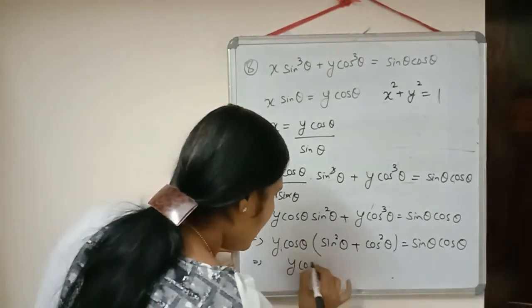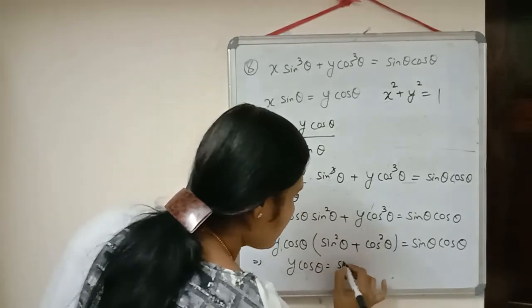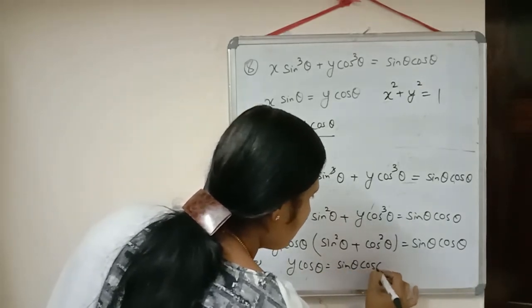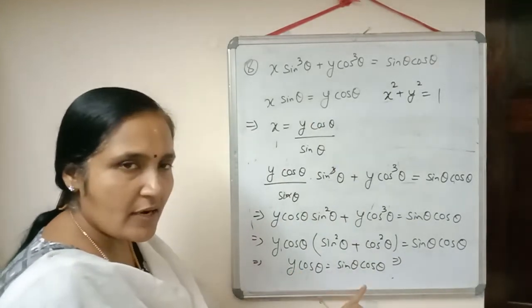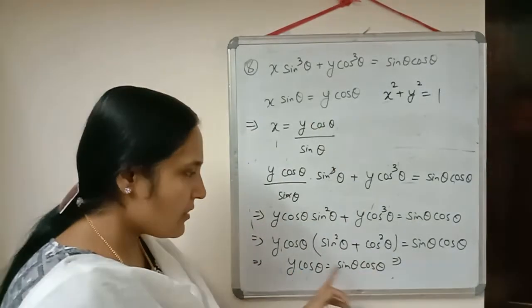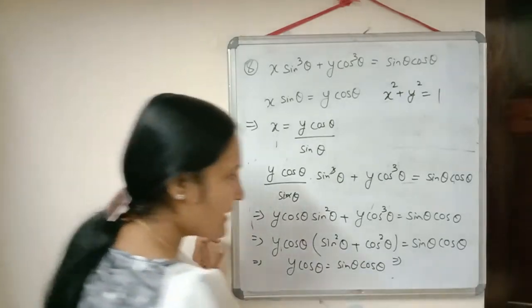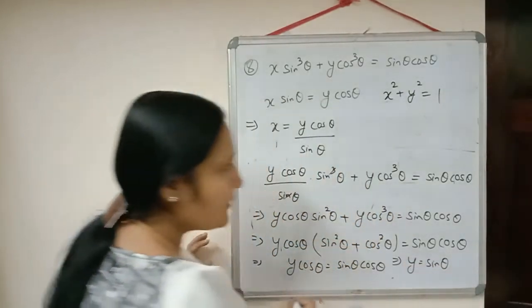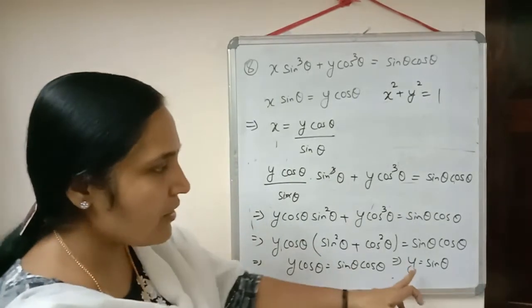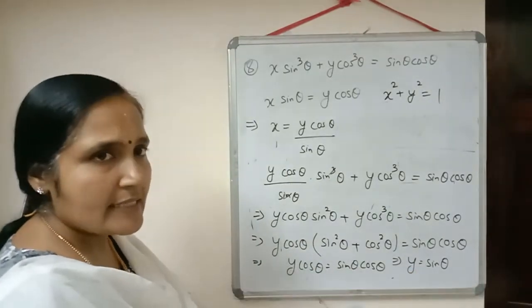So we are getting here y cos theta is equal to sin theta into cos theta. So now I will shift this cos theta to the right hand side. Then cos theta and cos theta will get cancelled. What will be the value of y? y will be equal to sin theta. So we got the value of y as sin theta.